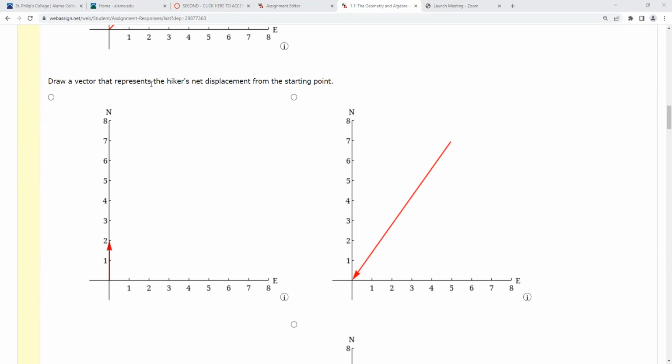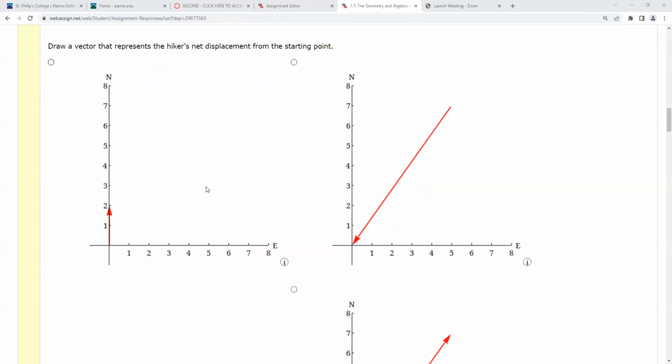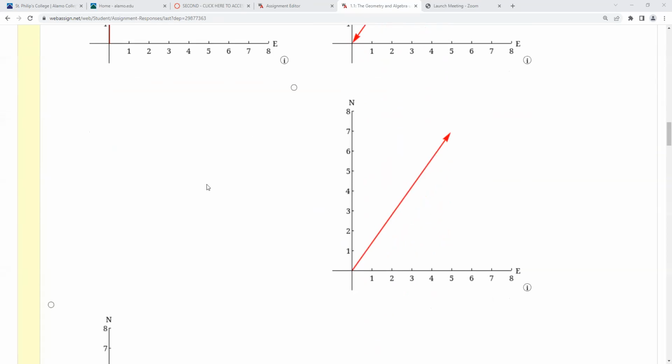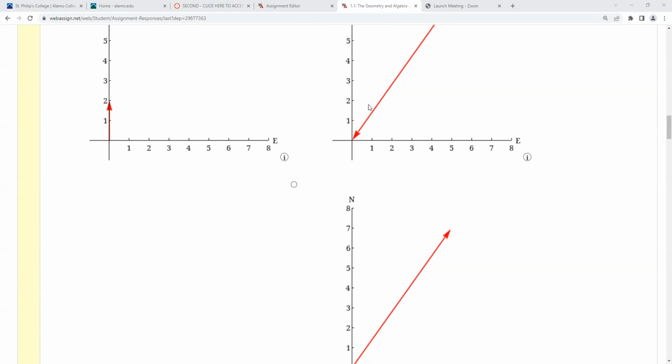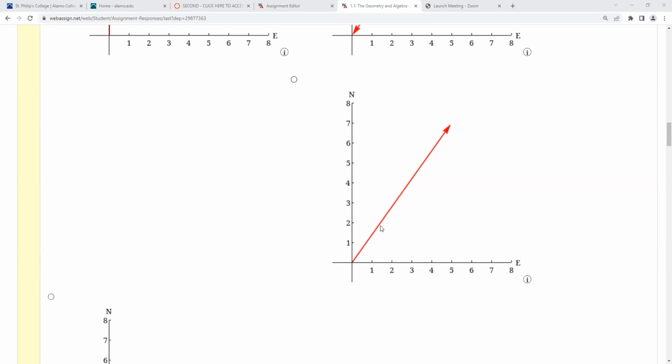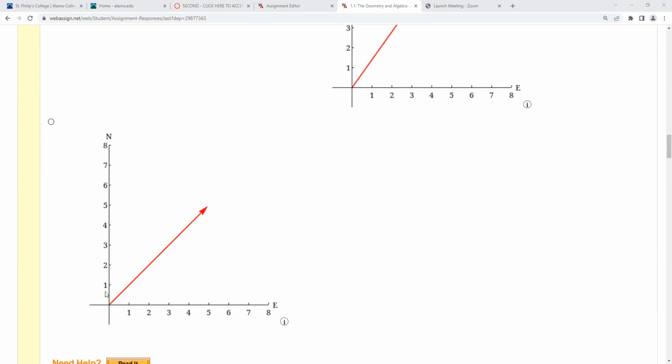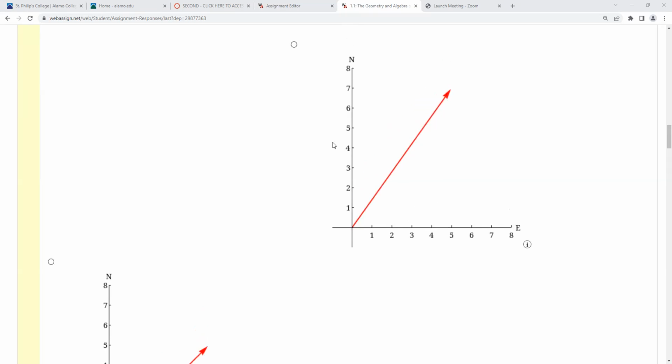Draw the vector that represents the net displacement from the starting point. So which one are you going to choose? This one, or this one, or this one? Which one do you think? 7, the first one, 7 and 5. So you're just going to choose this one. Yes or no? Is that hard, these examples? Not really, no.